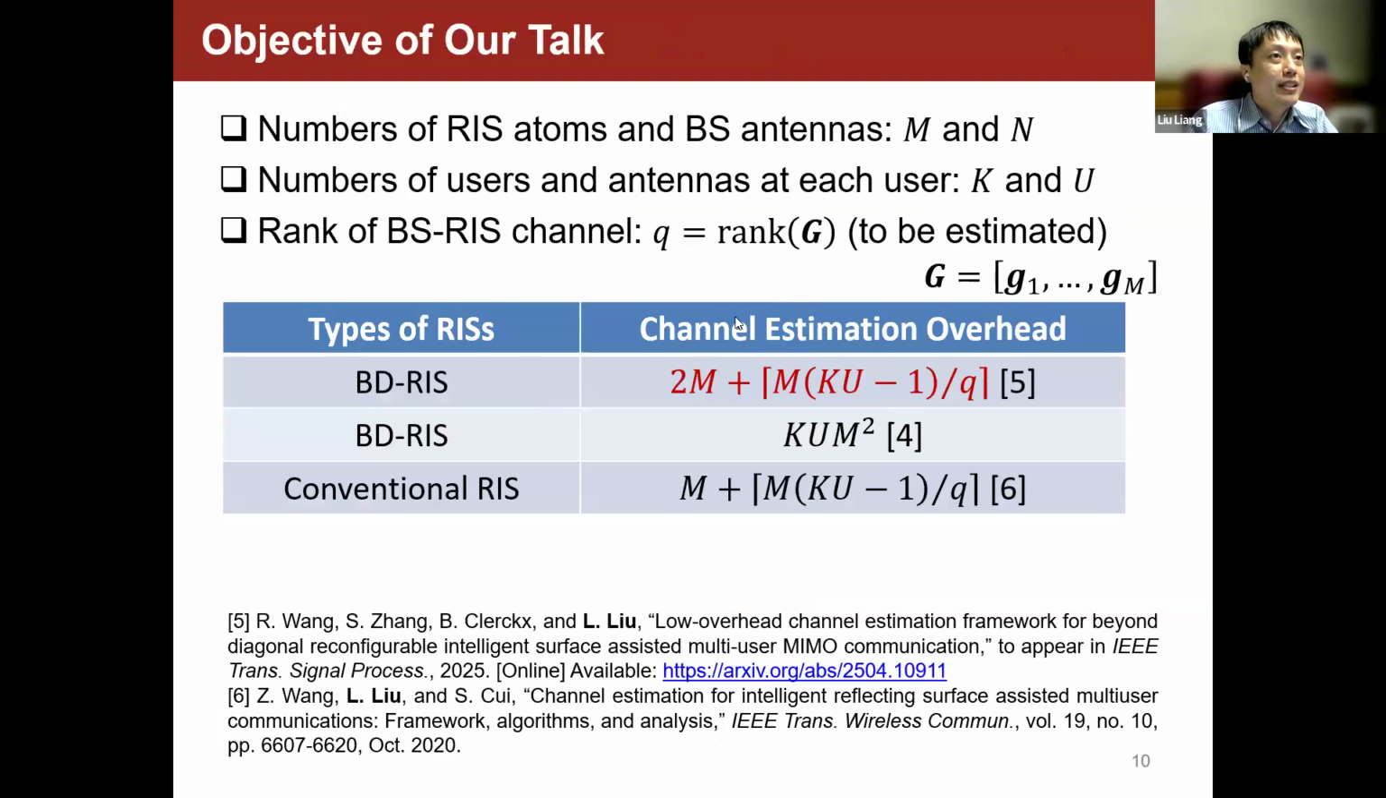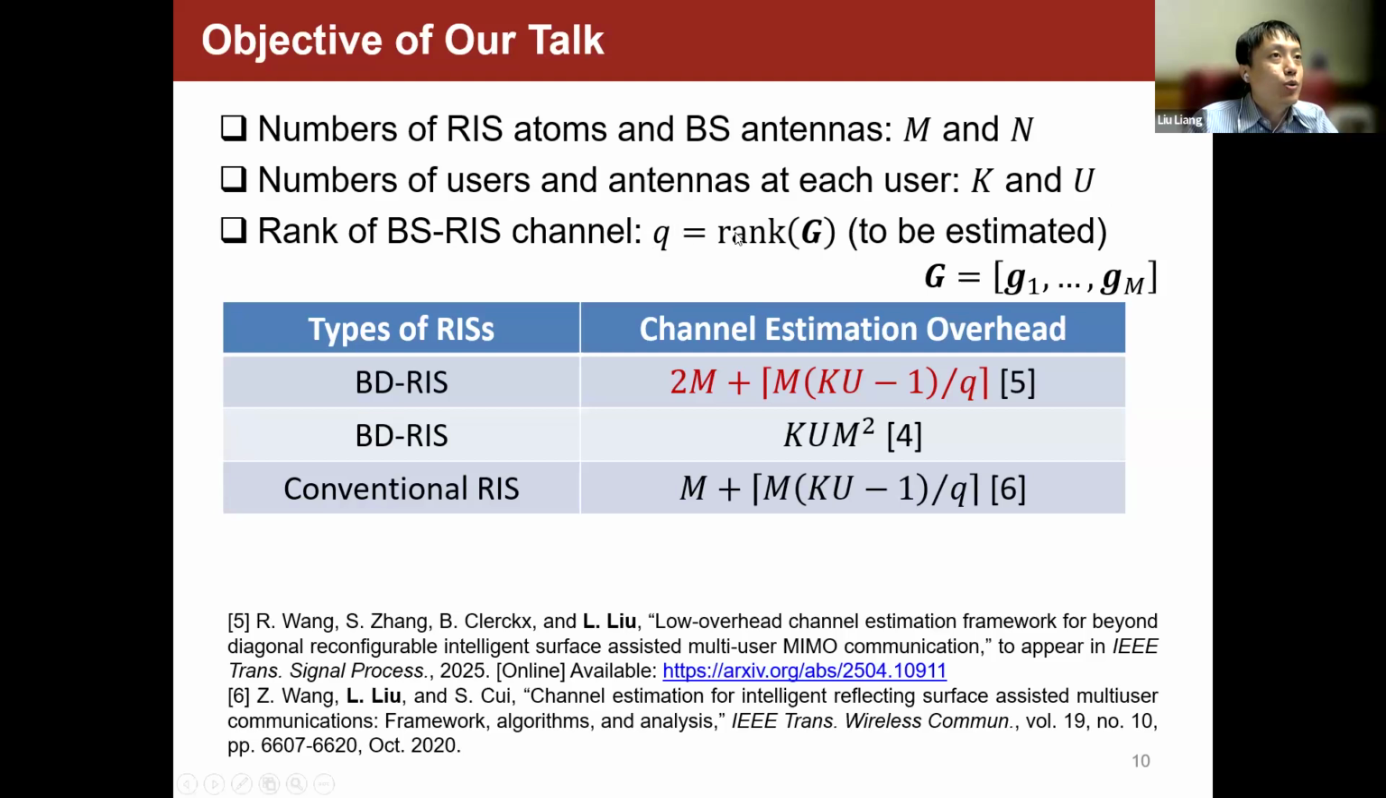In this talk, the key conclusion is that we can show the overhead for channel estimation in BD-RIS aided communication and conventional diagonal RIS aided communication are of the same order. We don't need to worry about the channel estimation issue. This is the conclusion. Suppose we have one RIS consisting of M elements. We have a base station of N antennas, and we have K users. Each user has U antennas. So this is a very general BD-RIS or RIS-aided multi-user MIMO communication.